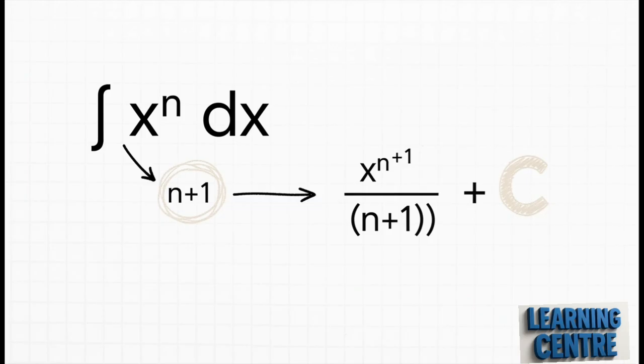And hey, just like differentiation, integration has its own power rule that perfectly reverses the recipe. Instead of subtracting 1 from the exponent, you add 1. And then, instead of multiplying by the old exponent, you divide by the new one. And of course, we always tack on our little ghost, plus C, at the end.